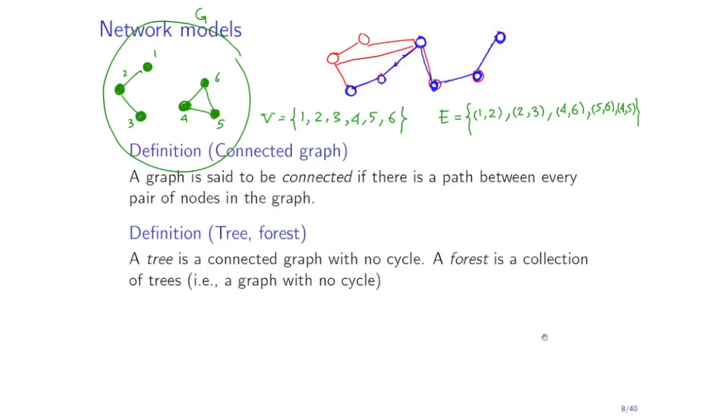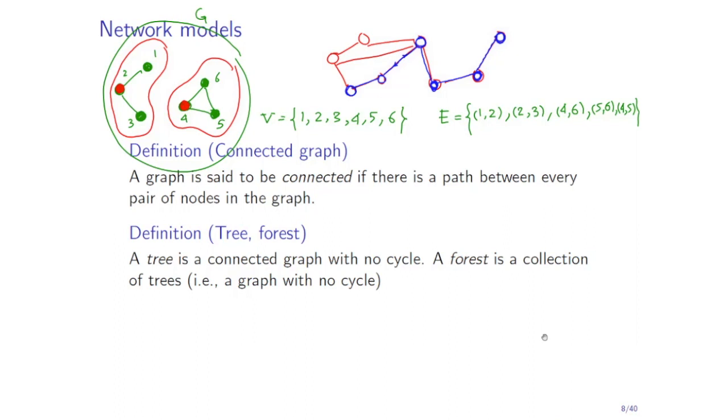Okay, so this green graph is a single graph, but it is disconnected because, for example, there is no path between 2 and 4. Right? Technically, we say that this part is a connected component, this part is another connected component of G. So G has two connected components, but these two are not connected to each other.